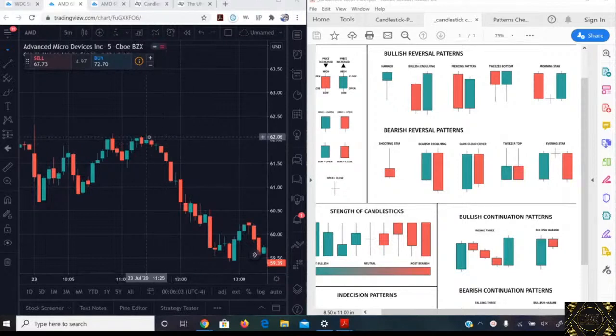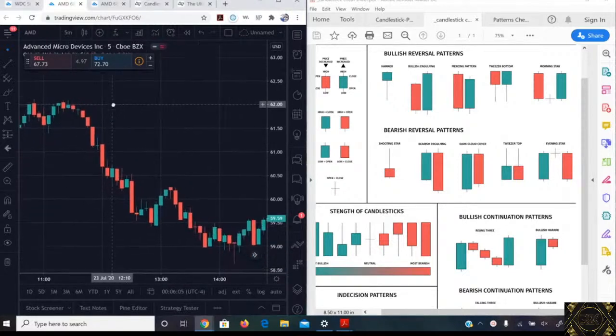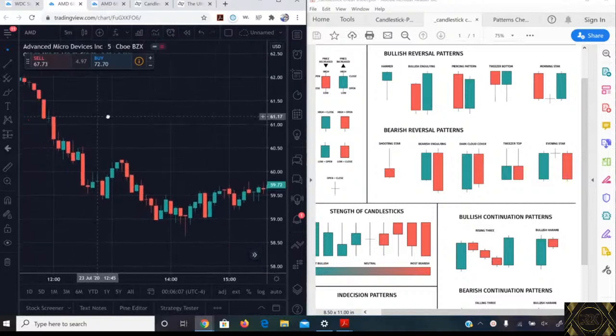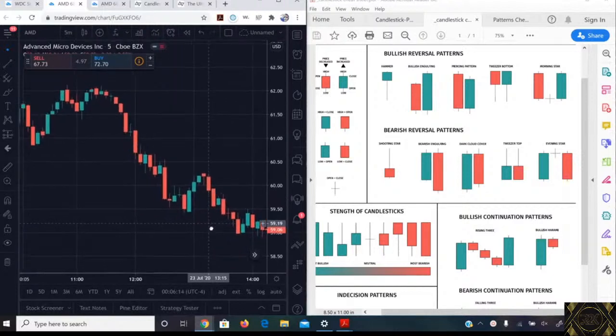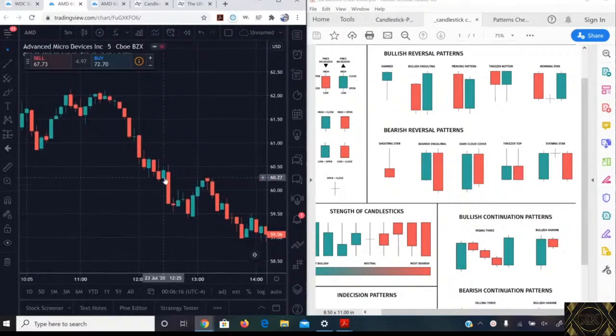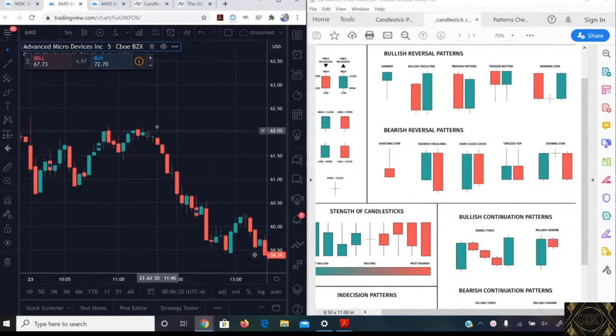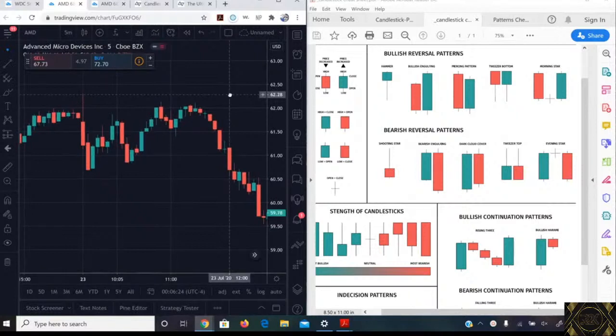We went from about 62.06 to all the way at the bottom, if you had rode it down, to about 58.99. Now, if you didn't get out there, you could have even got out here once you saw it reversing. So let's say about 59.69. That would have been a nice scalp. Let's say even $2-3 on AMD.